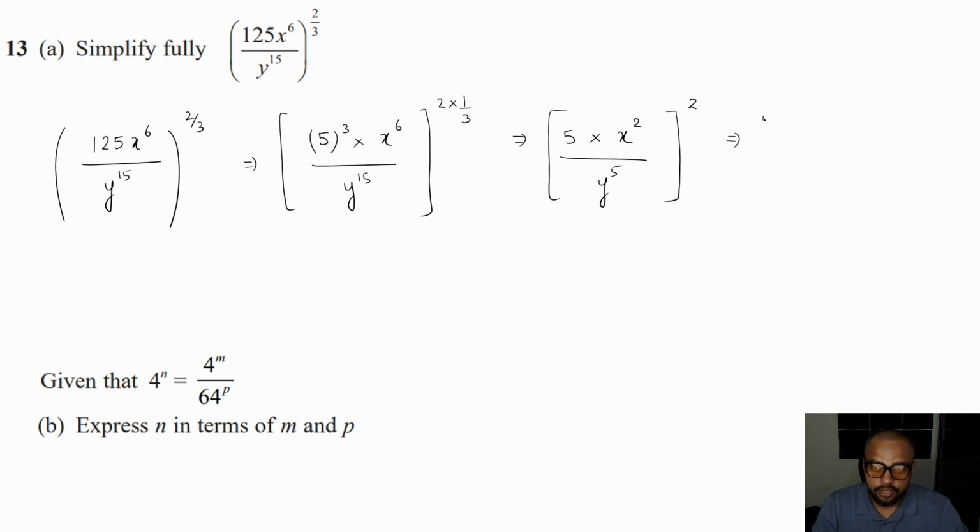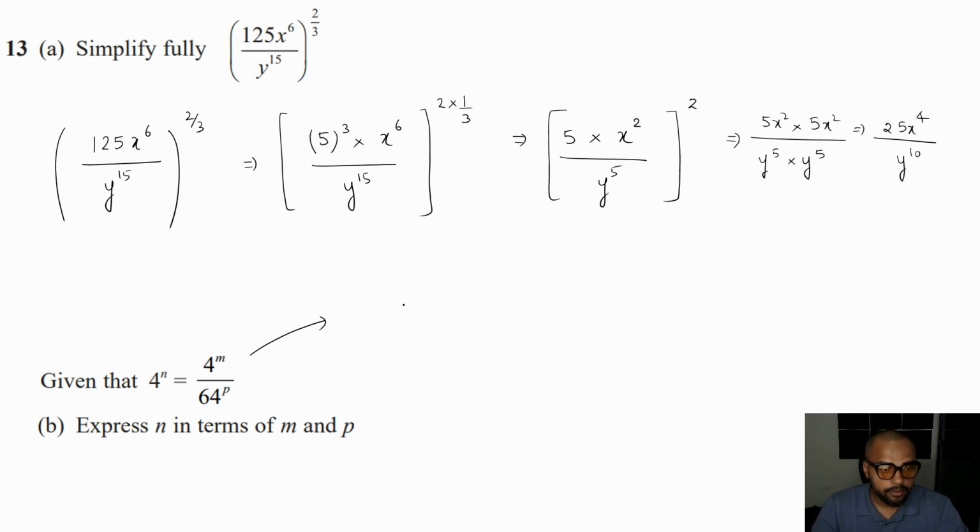On squaring, it will be 5x squared cross 5x squared upon y raised to the power 5 cross y raised to the power 5. That will give us 25x raised to the power 4 upon y raised to the power 10. This is our final solution.